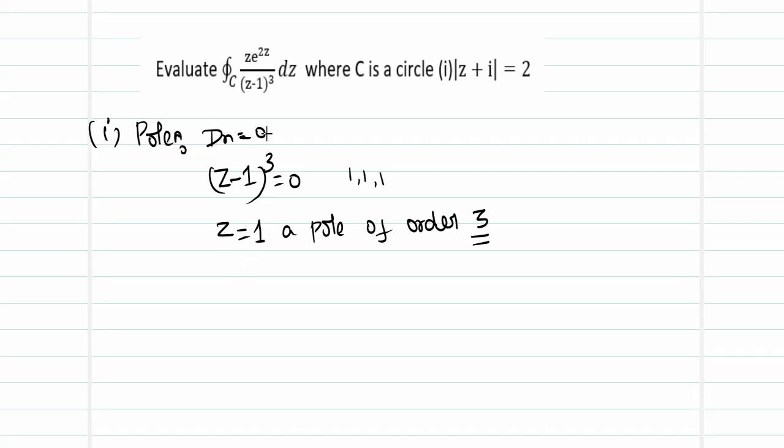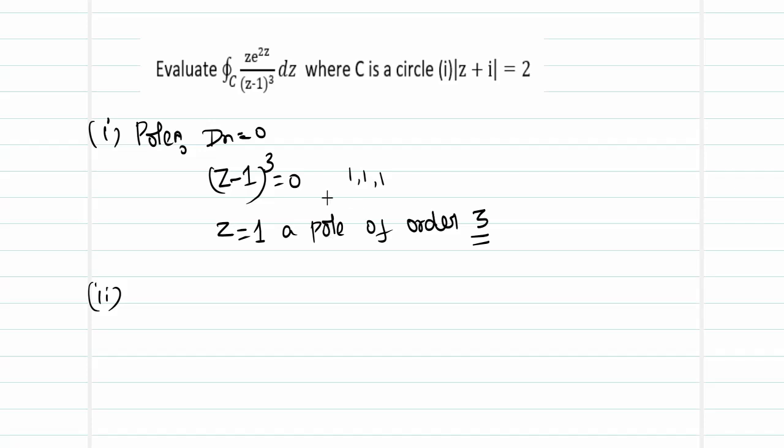What we have been given is a multiple pole. The pole is got by equating the denominator to 0. (z minus 1) the whole cube is 0, so z is equal to 1, 3 times. So it is a pole of order 3. So point number 1 is over. What is going to be point number 2? Point number 2 is I'll have to plot the pole.